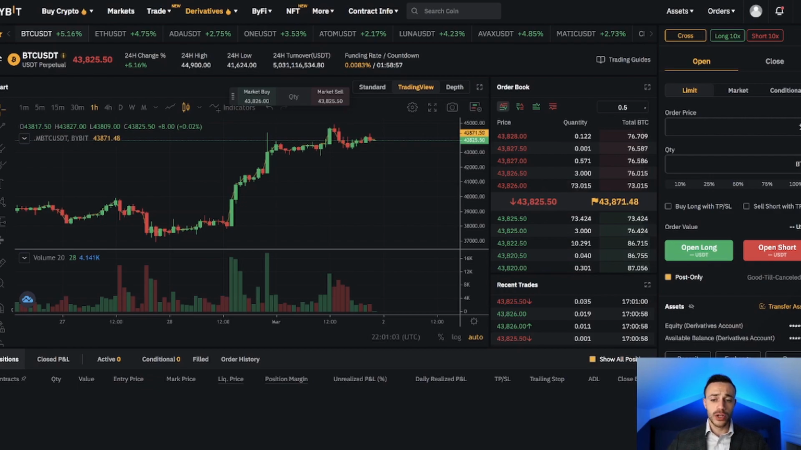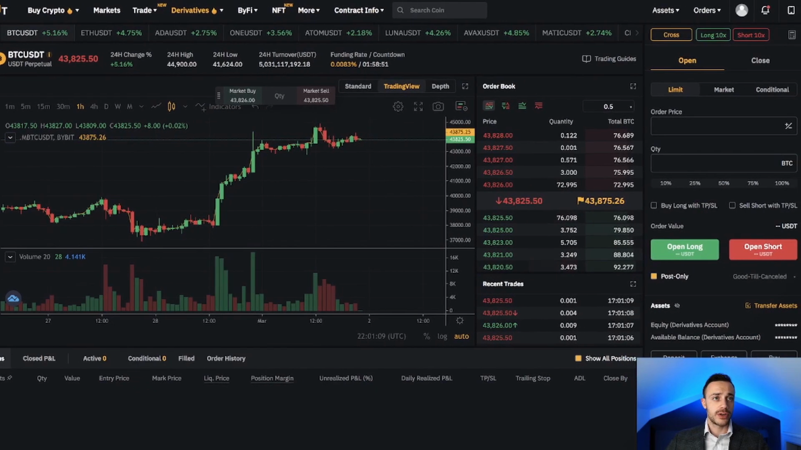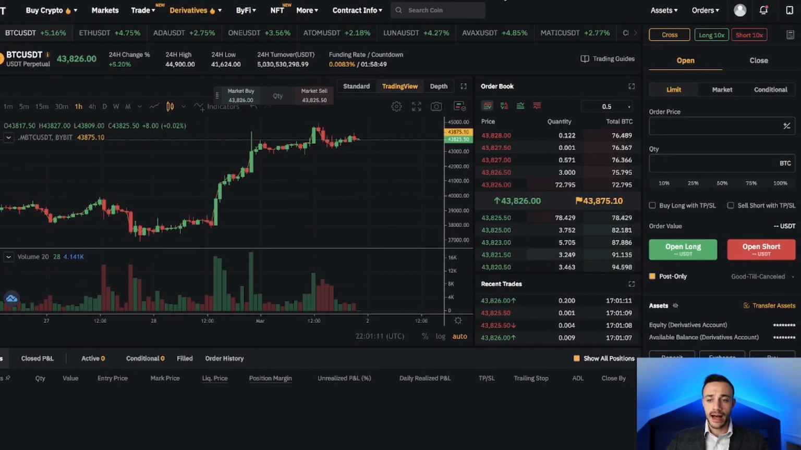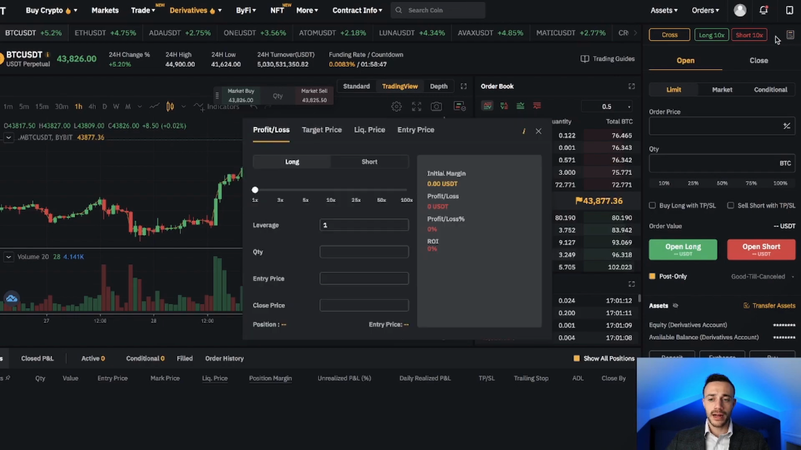So in order to really understand how to manage your risk, Bybit does have a very handy tool. Up here in the top right corner of my screen, you can see a little calculator icon. If we click on this calculator icon, this is a very handy tool that I use for all of my trades to determine where I can place my stop loss and where I want to place my profit target, so I know exactly how much I will make or lose if my stop loss gets hit in the trade before I even enter into the position.